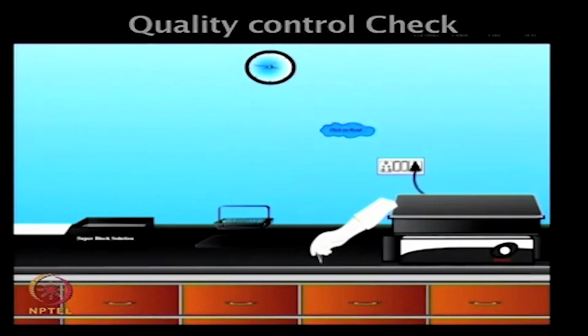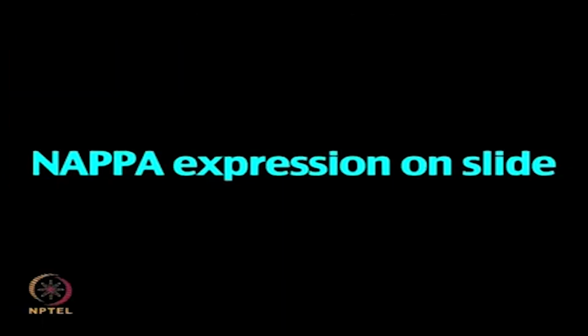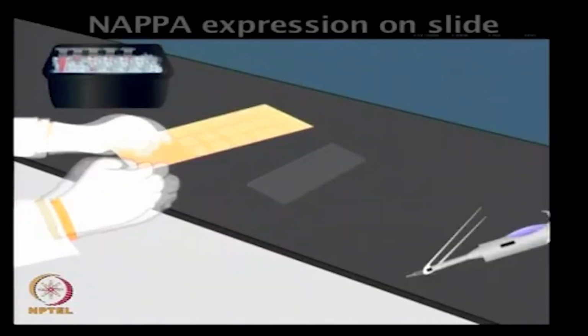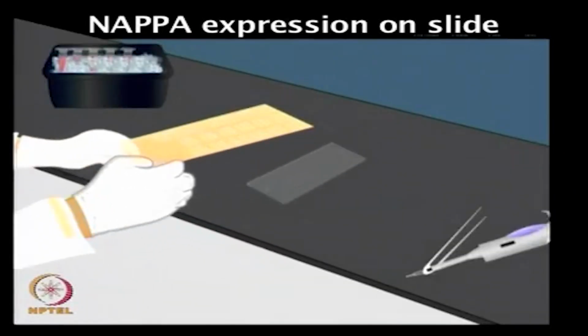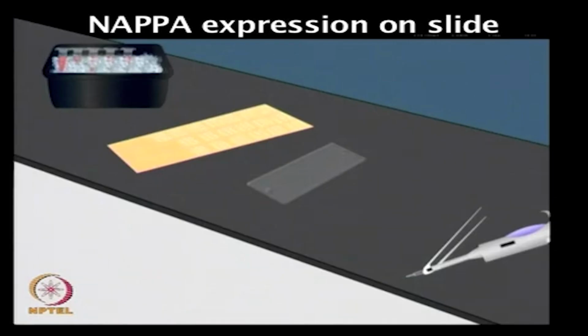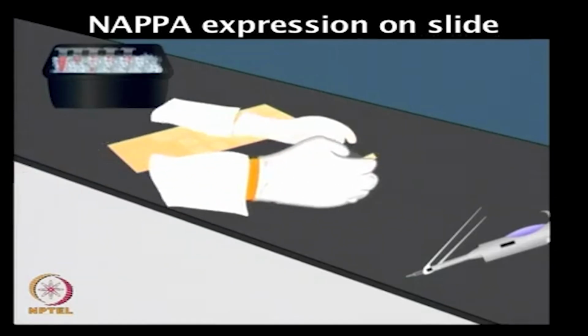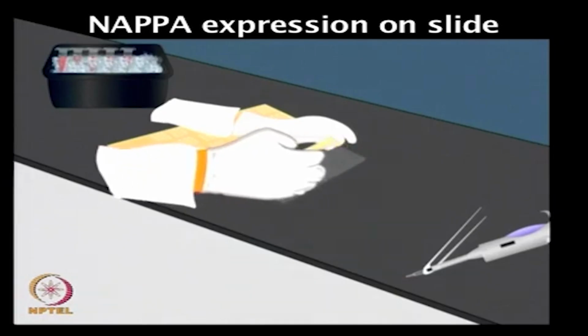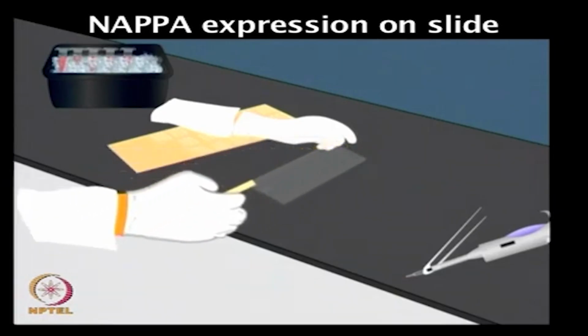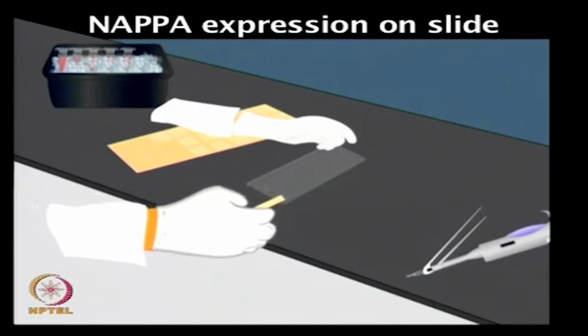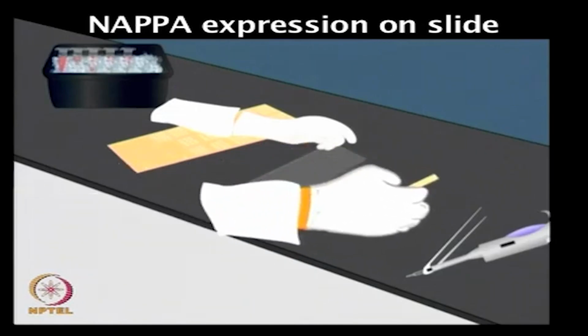Block the chips with the super block for an hour, and after blocking is done, then we can use the PicoGreen mix to place on these printed slides. So, let us first look at the NAPA expression on the slide, and then I will describe scanning for both DNA printing and the protein expression at the same time.